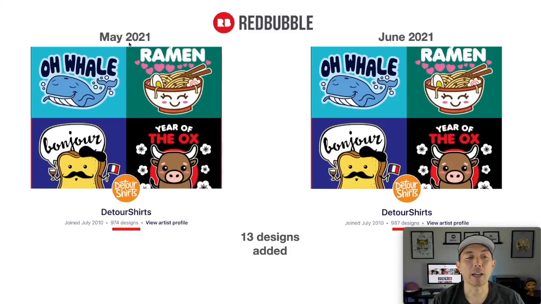In May, I had 974 designs. Today, I put June here, but today I have 987 designs. That's a total of 13 designs added. Not a lot of designs added in the last month, so that's part of the problem why my sales went lower. I would suggest at least putting 60 designs, maybe 100 designs a month, and you can get the ball rolling there. When I do that, I usually get more sales.